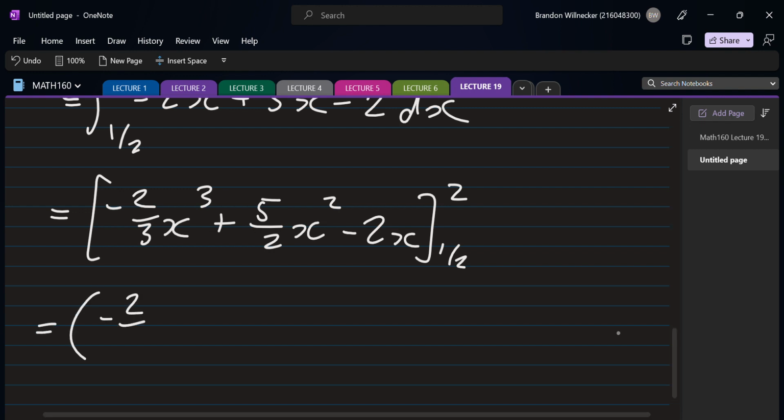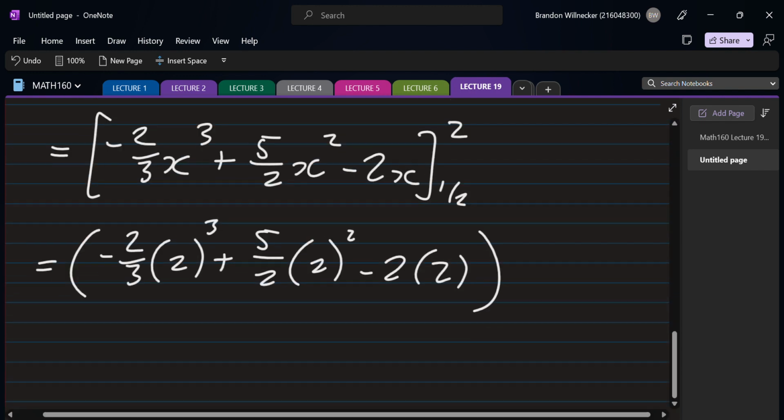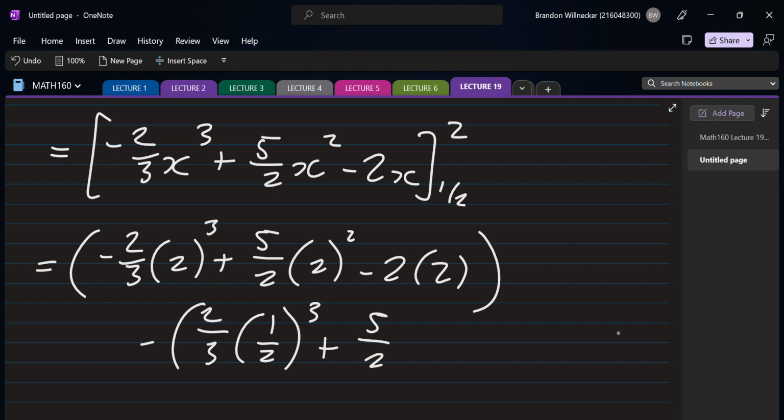So we're going to get minus 2/3 times 2 cubed, plus 5/2 times 2 squared, minus 2 times 2. Okay, so that's substituting the upper bound. Remember, upper bound first, minus, and then you substitute the lower bound. Please don't swap those around. Then we're going to have minus 2/3 times 1/2 cubed, plus 5/2 times 1/2 squared, and minus 2 times 1/2.